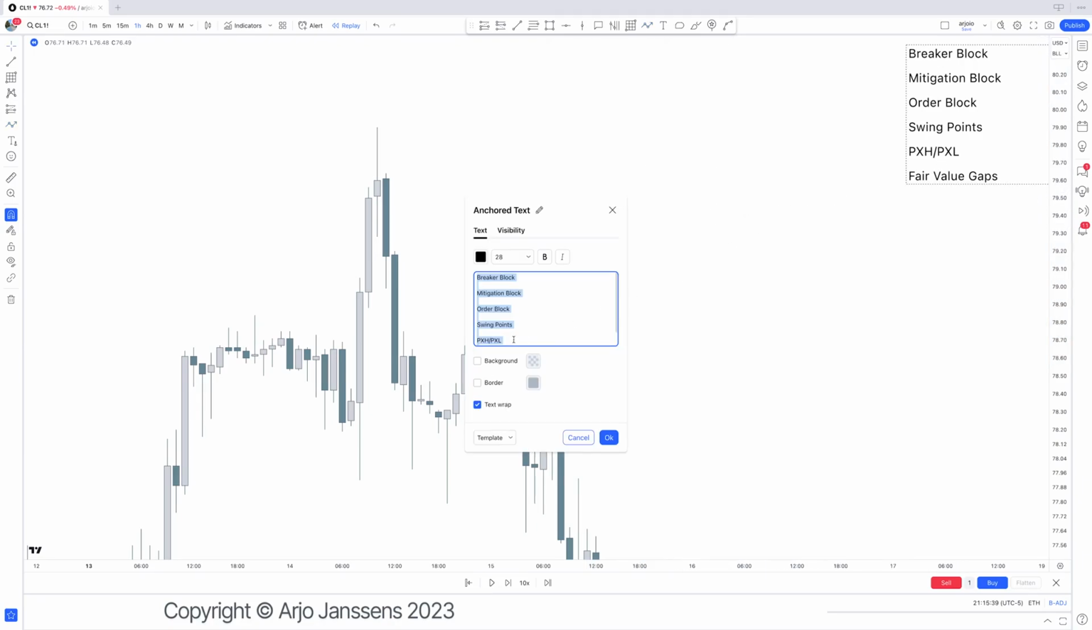The reason why is because that leads me to the next point, which is liquidity plus fair value for a breaker block. So a breaker block consists of liquidity plus fair value. Then the mitigation block consists of fair value points. That is the same for an order block right there. That also consists of fair value.